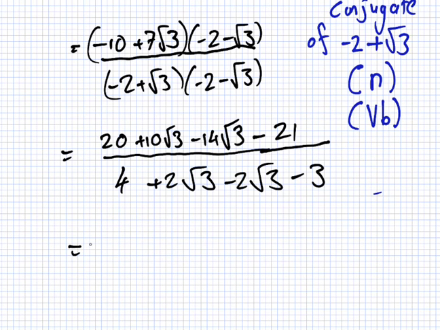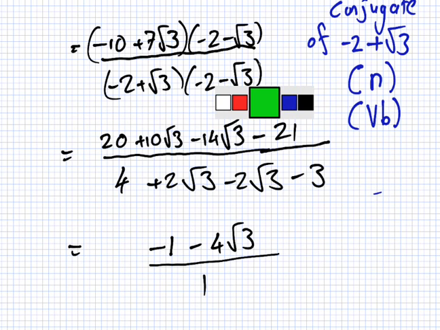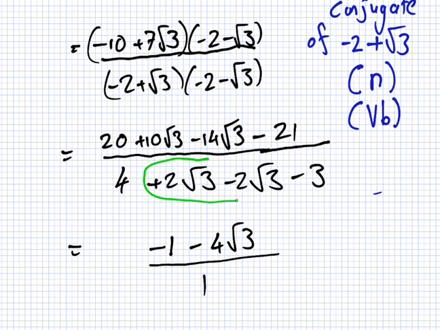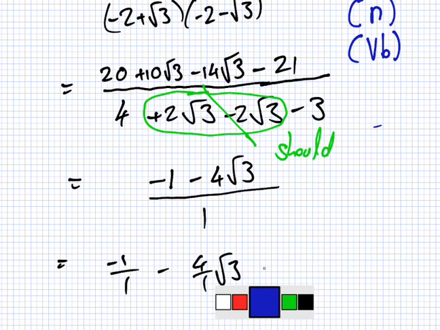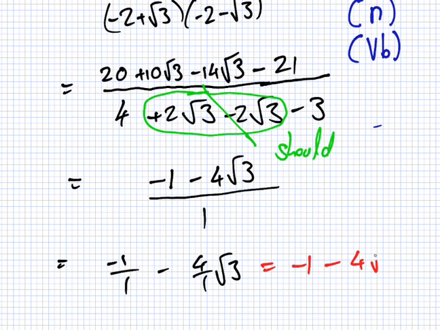So on the top we get minus 1 minus 4 root 3, and on the bottom we get 1. Now notice, we cancel this. That is not an accident. That happens because you use the conjugate. So in fact this always should happen. If this doesn't happen, it means you made a mistake. So now we do minus 1 over 1 minus 4 over 1 root 3, which of course is just minus 1 minus 4 root 3.